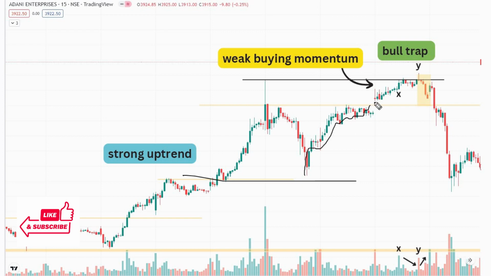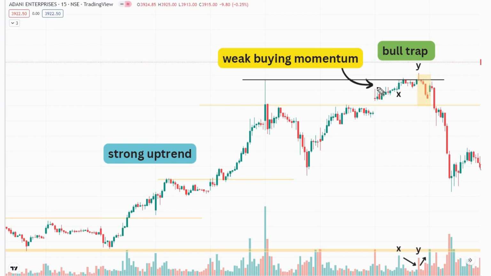Okay, again next day prices open gap up. Now look at the buying pressure. This is very important. Volumes are good. Okay, they are okay, average volume, but look at the size of the candles. Rejection, doji. So what is this indicating? This is indicating that the buying pressure is very very weak.